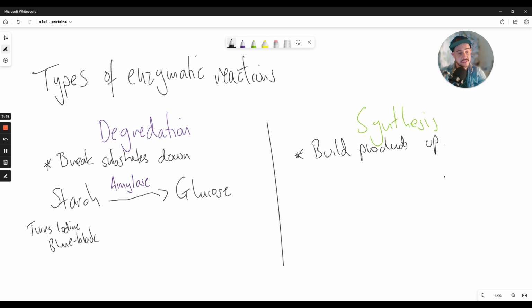So to build starch, we can build it from glucose, or strictly speaking, glucose 1-phosphate. And this is going to be built up to starch using the enzyme phosphorylase. Okay, and this is the opposite way to amylase. Okay, so glucose 1-phosphates will be stitched together using this enzyme to make starch.